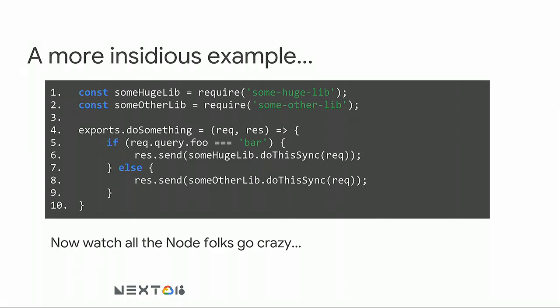It's a more insidious example. The function is using both libraries, but only conditionally. So if my query string foo only equals bar in 1 out of 1,000,000 requests, then all the other requests are paying the price for that in terms of cold start time.